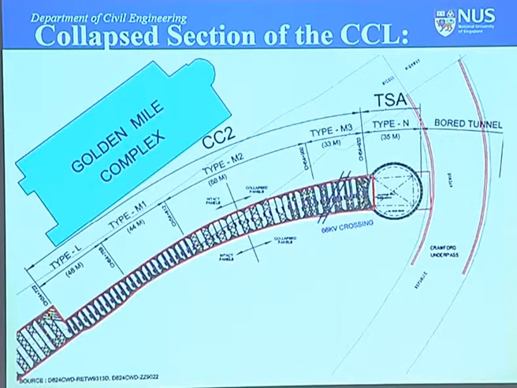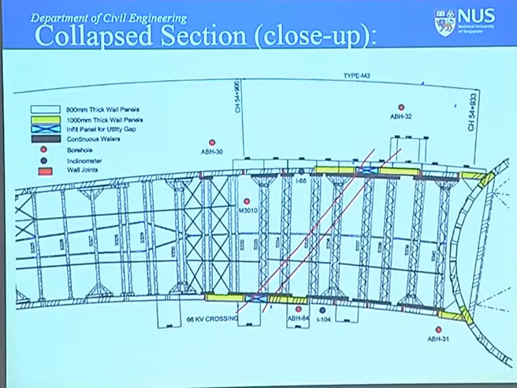And this is the Golden Mile complex. During the collapse, there was a lot of concern that the Golden Mile complex may be compromised by the collapse. Okay, this is a close-up view of the collapse. Now, you can see there is some complication in the site even as it is. And there are some funny things that the contractor actually did, which I totally disagree with. And I think we shouldn't do this kind of thing.